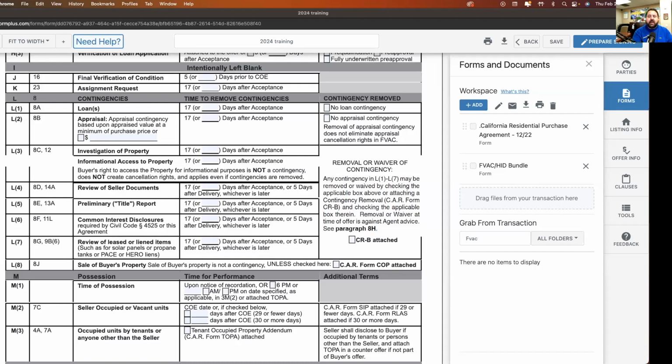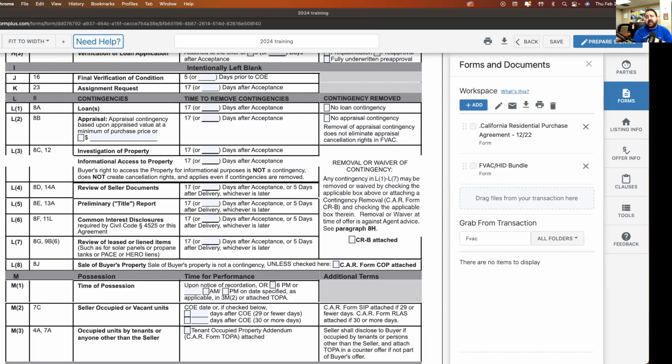So there's nothing that compels them to. If you haven't heard from them and it's day 17 and they send you a notice to perform saying to remove that, but they still haven't responded to your request for repairs, you would still be required to remove your contingency because they're not required to respond. Should they? Yes, but they're not required to.